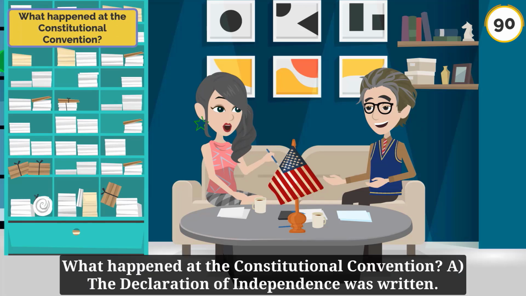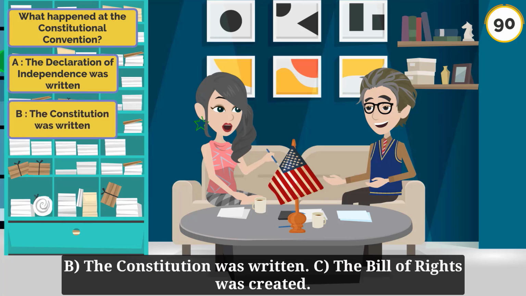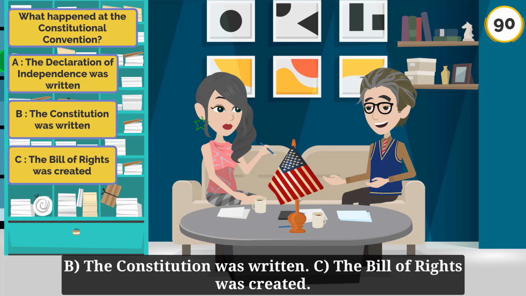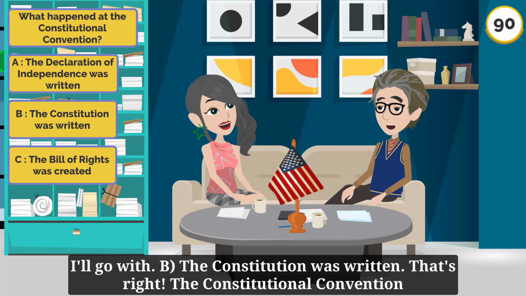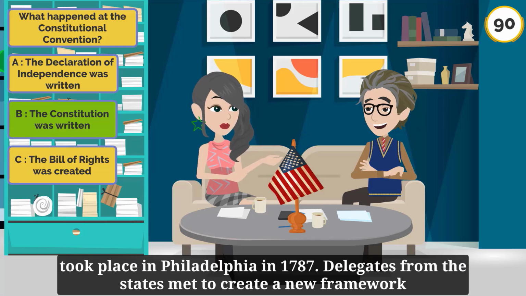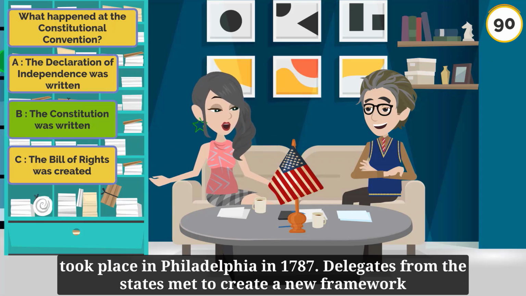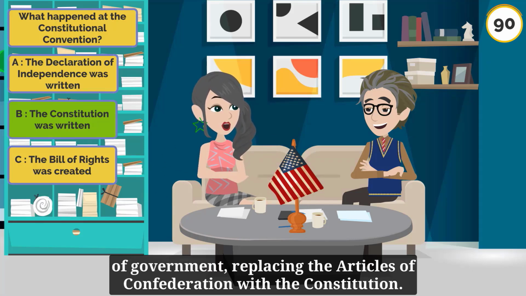Question 90. What happened at the Constitutional Convention? A. The Declaration of Independence was written. B. The Constitution was written. C. The Bill of Rights was created. I'll go with B. The Constitution was written. That's right. The Constitutional Convention took place in Philadelphia in 1787. Delegates from the states met to create a new framework of government, replacing the Articles of Confederation with the Constitution.